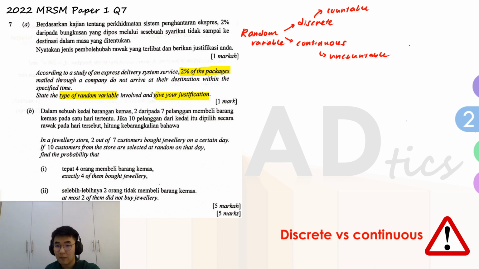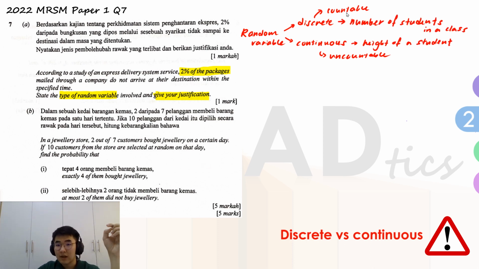Right? So for examples, for discrete, it will be the number of students in the class. Let's say the number of students in the class, there are 4 of them, maybe 5, maybe 6. So these are countable. There will not be a situation where there are 3.5 students. Does that make sense, correct? So the number of students is countable, which means it is discrete.